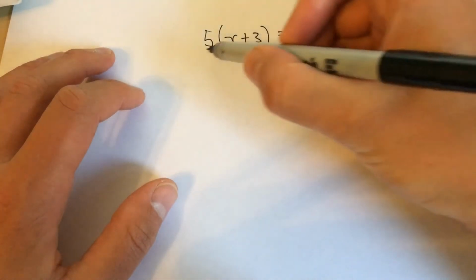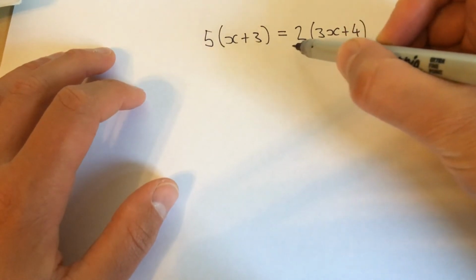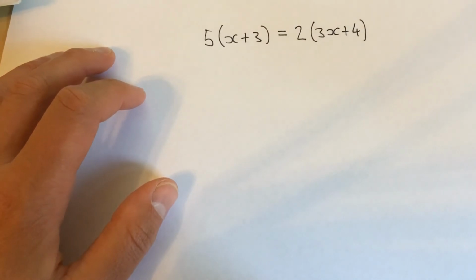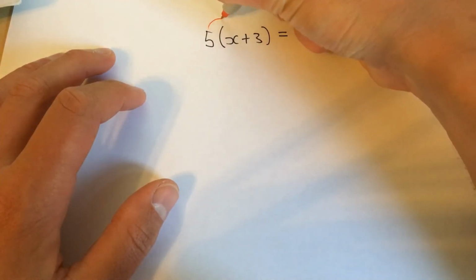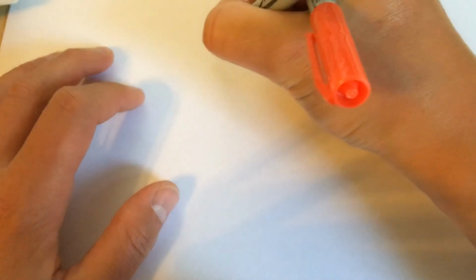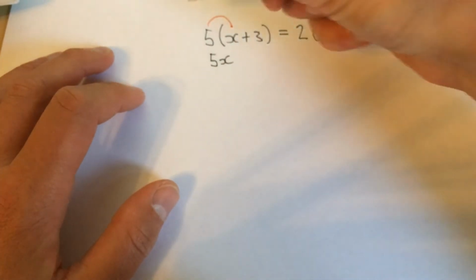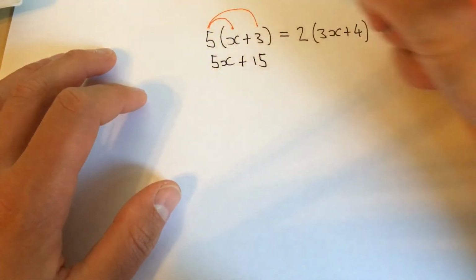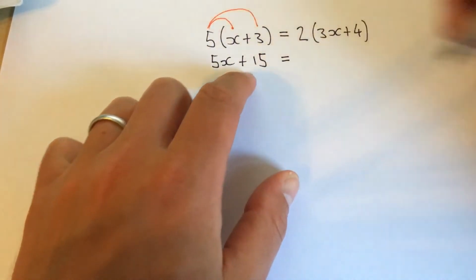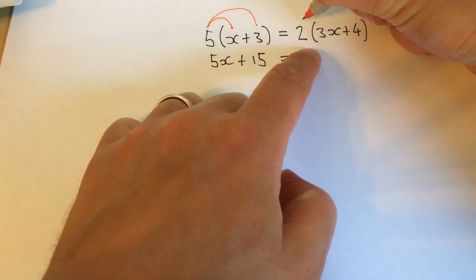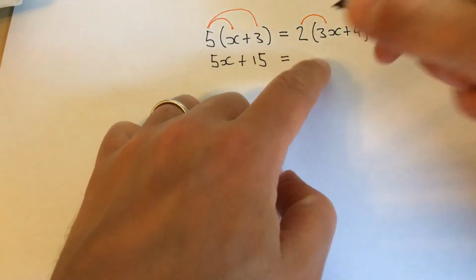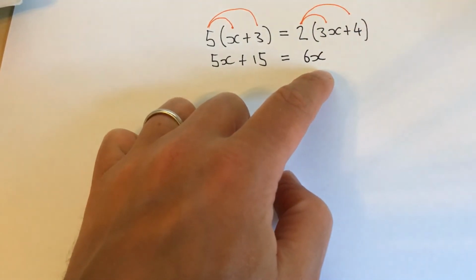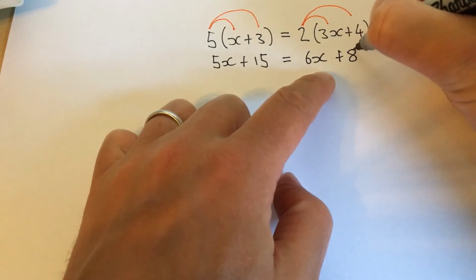In this equation, we have 5 lots of x plus 3 equals 2 lots of 3x plus 4. The first thing I'm going to do is expand the brackets. So on the left hand side, I have 5 lots of x, which equals 5x. And I have 5 lots of plus 3, which equals plus 15. Now this is equal to whatever I get when I expand these brackets. 2 lots of 3x is 6x, and 2 lots of plus 4 is plus 8.